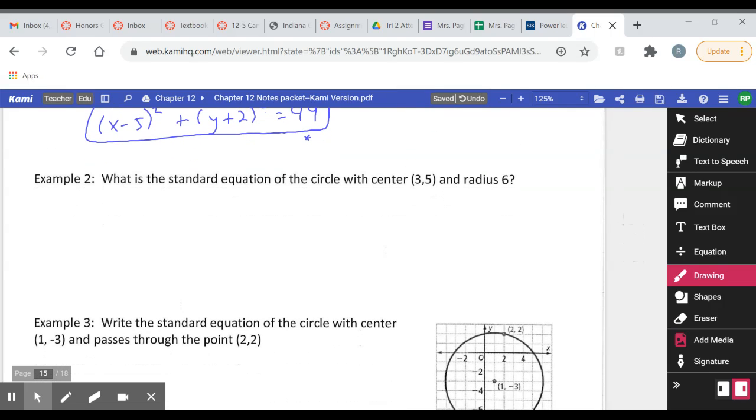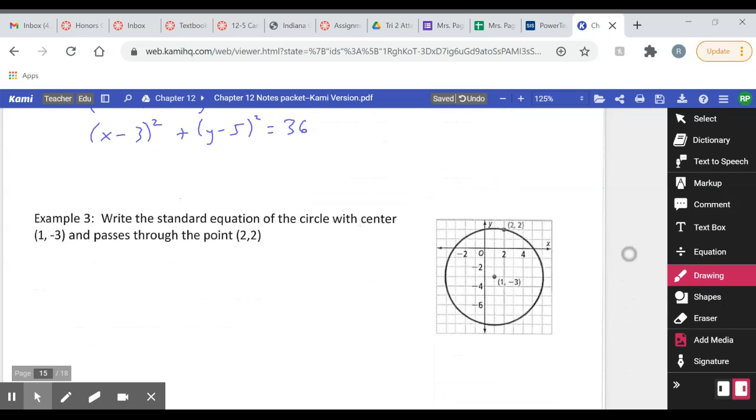So it says, what is the standard equation of a circle with the center (3, 5) and the radius of 6? So again, I just like to stick my h and k under here, stick my r. Again, I think it's just helpful to write the equation. And now if I go ahead and plug in what I know, (x - 3)² + (y - 5)² = r², and 6 squared is 36. There we go.